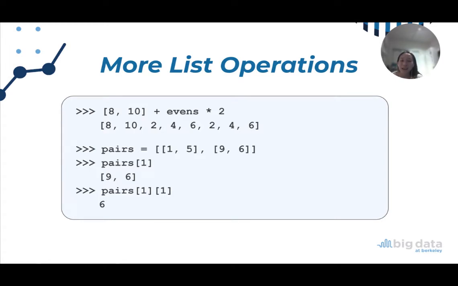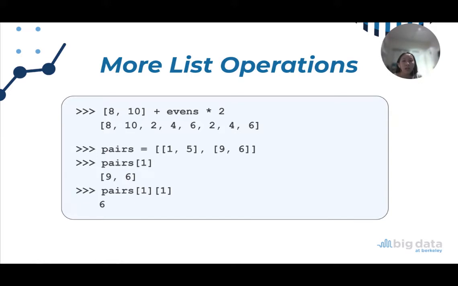And if we multiply lists, it just creates multiples of them to be added together. So we can see here it goes 8, 10, and then evens was 2, 4, 6. So there's 2, 4, 6, and because it was multiplied by 2, there's another 2, 4, 6, which is interesting. You would assume that if you multiplied it by 2, it would be 4, 8, and 12, since 2 times 2 is 4, 4 times 2 is 8, and 6 times 2 is 12. But that is not the case with list operations, or lists.